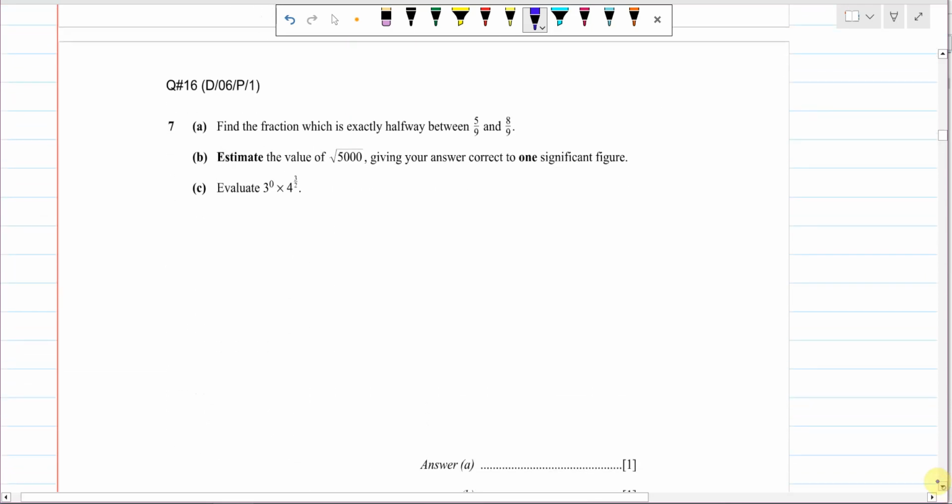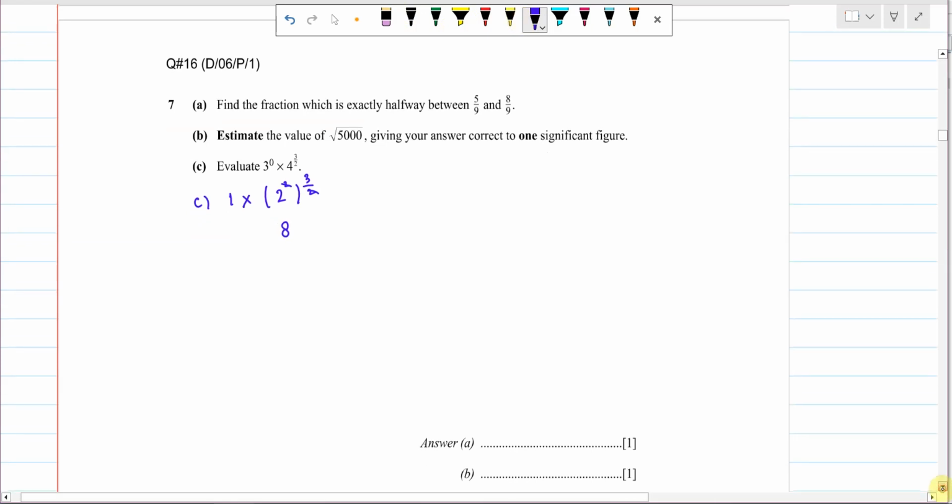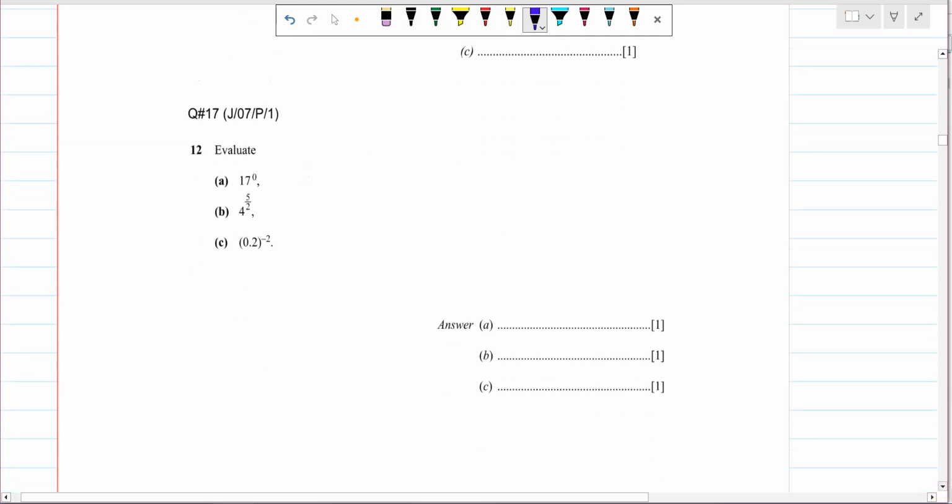After that, part C. 3 power 0 into 4 power 3 upon 2. 3 power 0 is 1, and it's written that 4 to the power 3 over 2. Instead of 4, I can say that it's 2 power 2. Power 2 and power 2 cancel, so 2 power cube is 8. Answer. Next one. 17 power 0, that is equal to 1.